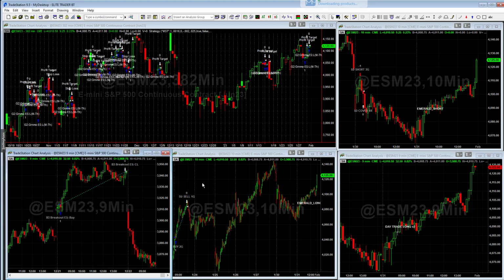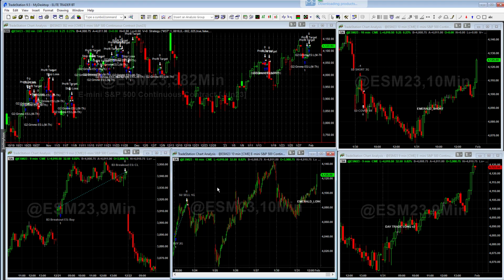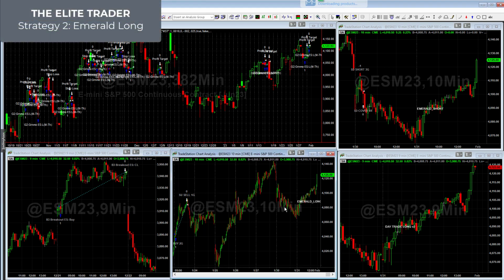Okay, so let's look at the Emerald long algorithm now. That's this one right here. Now, again, all these algorithms trade together, so they all trade at the same time. They trade concurrently, so that means that we could actually be in multiple strategies at any given time. But in this algorithm, in the Elite Trader, for every 35,000 in the account, you can trade 1 unit.